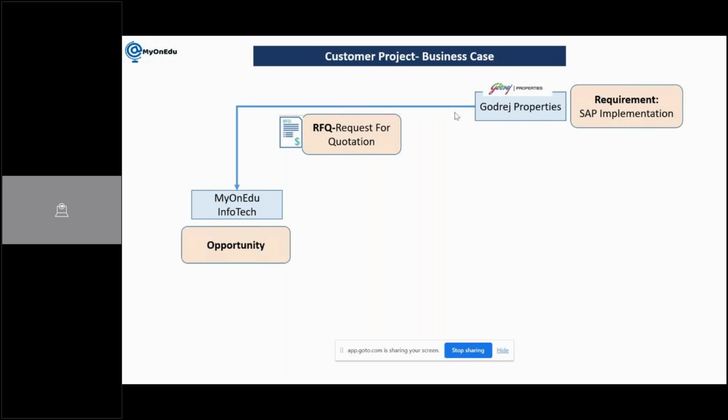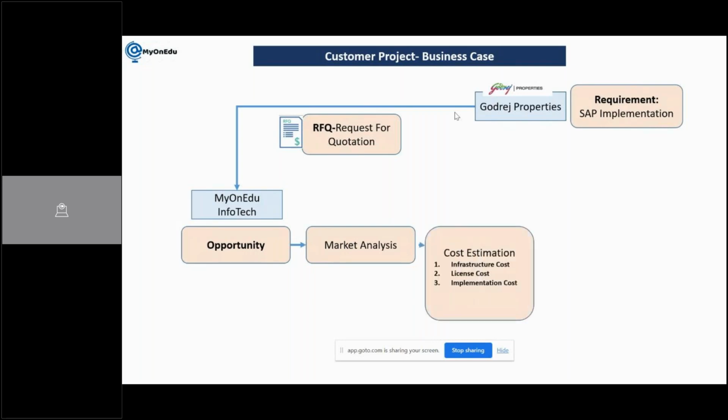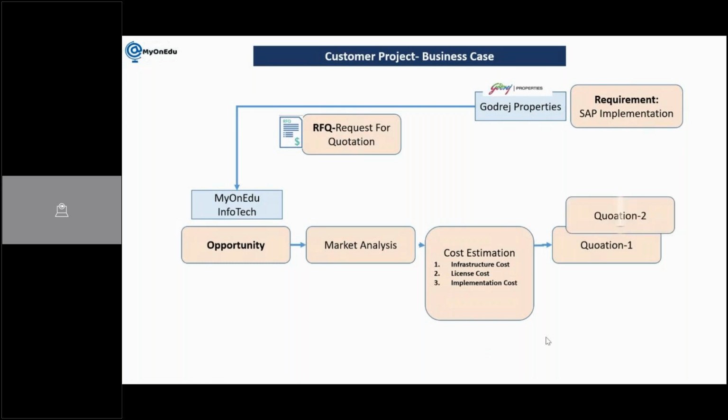So we, as an IT company, understand it is an opportunity for us. Then we do the market analysis. Based on Godrej Properties' SAP implementation requirement, we analyze how much it will cost us as per the available resources and infrastructure in the market. Then we prepare a cost estimation, which will have the infrastructure cost, license cost, implementation cost, all these details. Then we prepare a quotation and submit it to our customer.